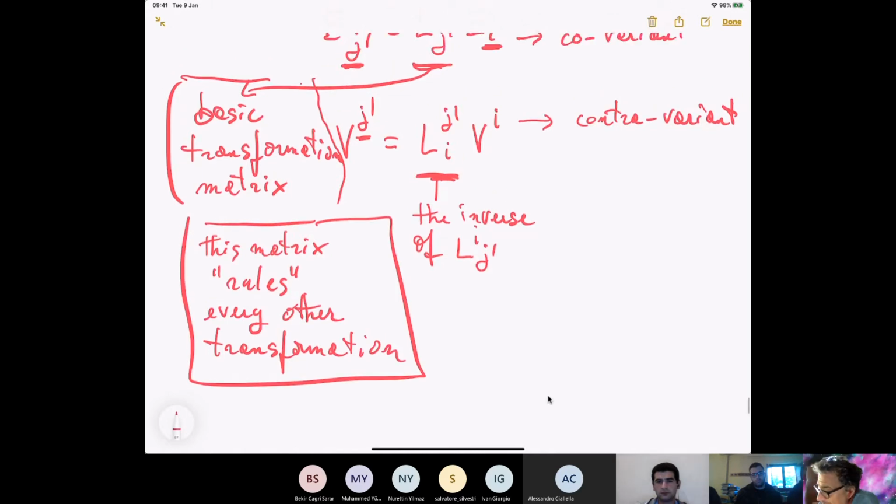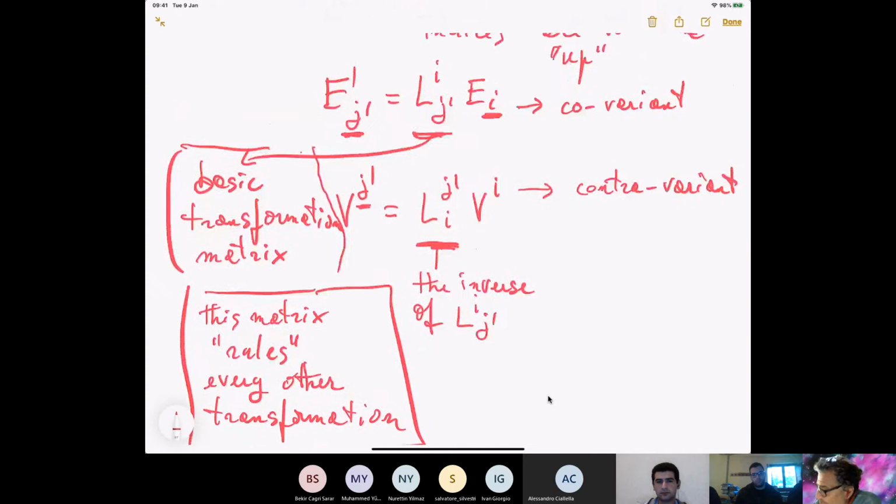Okay. So this is the covariant matrix. Every index down is changing in a covariant way. You know, the co means leading together.